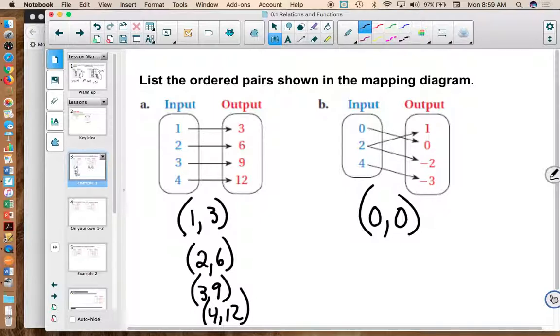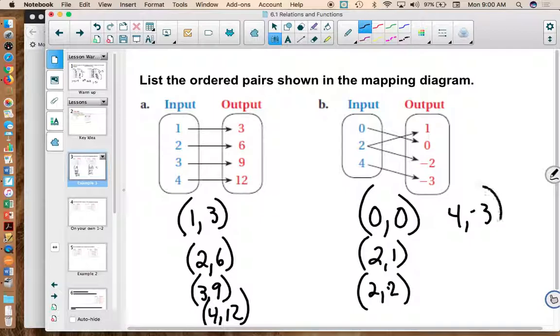Okay, what about my next set of ordered pairs? What do you see there, Miss Ridley? 2, 1. What else do we see? Bryn? 2, negative 2. And what else do we have on this one, Natalie? 4, negative 3. What do you notice that is different about A versus B? Anything different that you notice here?